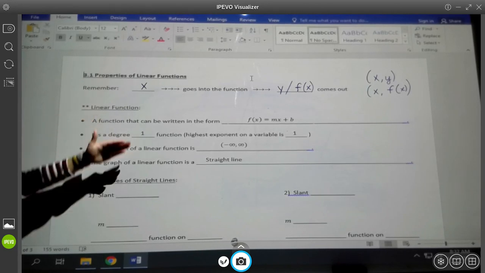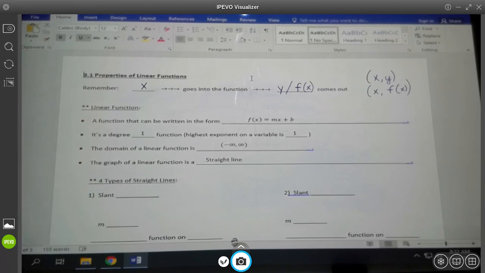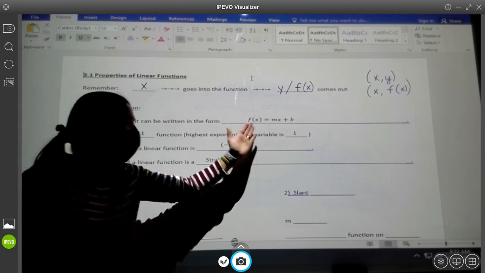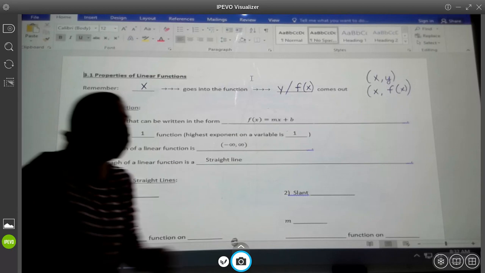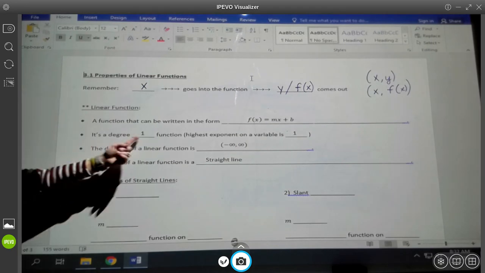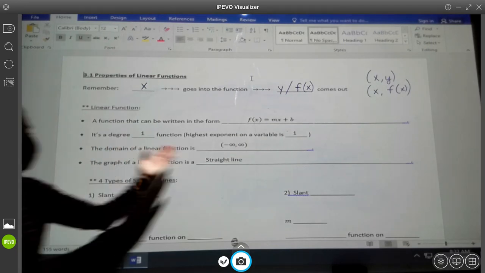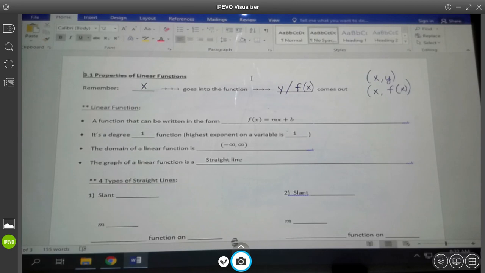All right, so x goes in and y comes out. Linear functions. I filled it all in for you because I'm pretty sure you all know this already, but a linear function by definition is a function that can be written in the form f of x equals mx plus b. It's a degree 1 function, which means the highest exponent on a variable is 1, right? There's no x squared involved yet. There's no x to the third. The only power that we work with is 1.